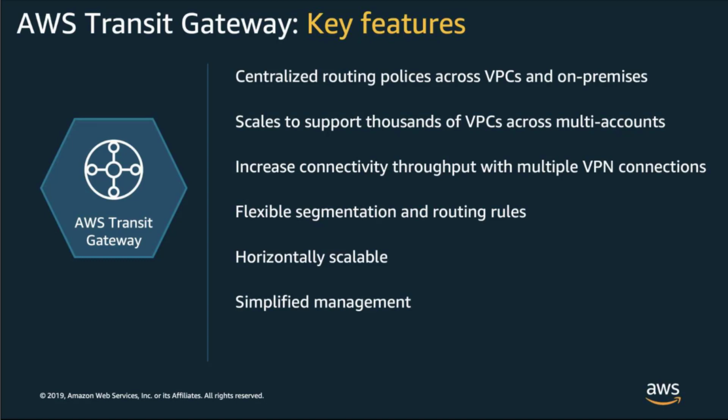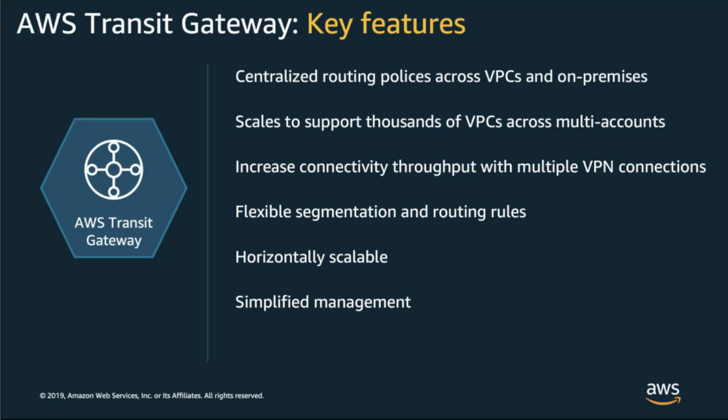Some of the key features and benefits of Transit Gateway is it provides centralized routing policies across VPCs and an on-premise environment. It can scale up to support thousands of VPCs across multiple accounts. So out of box, it goes 1 to thousands of VPCs, and you're not having to do anything on the back end. It's all managed by AWS as a service. It also has increased connectivity throughput with multiple VPN connections. There's a lot of really unique things that we built into Transit Gateway that we really can't do with any of the other paradigms that we've talked about previously.